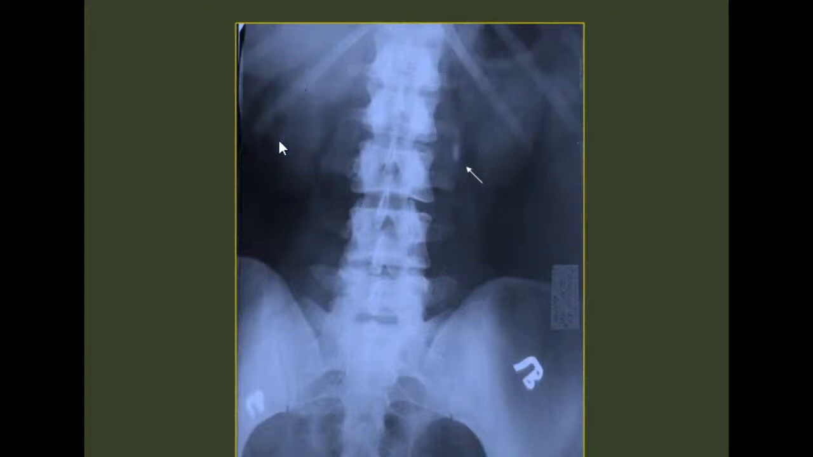In this film, you can see the shadow of the kidney, left kidney, right kidney, and approximately near the pelvis some shadow is present. What must we do next? We must perform an investigation with a contrast substance and compare the projection of this shadow and the urinary paths which are filled by contrast substance.